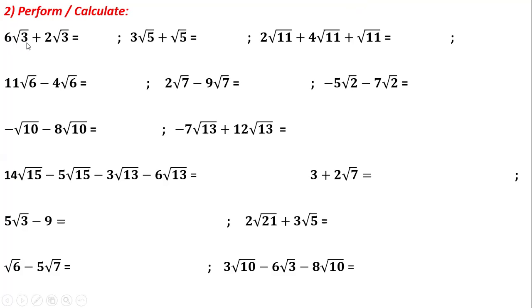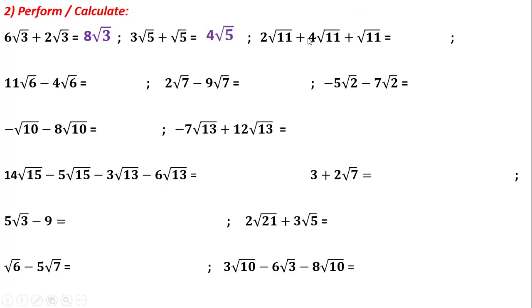So 6 radical 3 plus 2 radical 3. Since we have the same radicands, the coefficient 6 plus the coefficient 2 is 8, and we keep radical 3, so it's 8 radical 3. Next, 3 radical 5 plus radical 5. Any radical without a coefficient, you should know that the coefficient is 1. It's not 0. So 3 plus 1 is 4, and we keep radical 5 as it is.